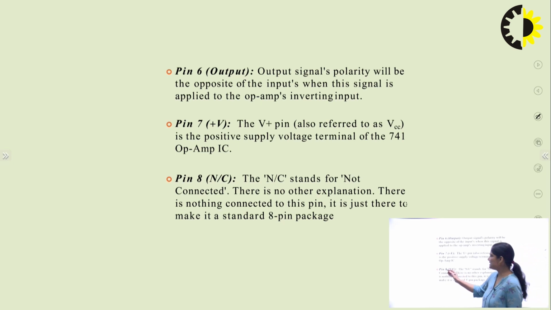Now, the last pin is pin 8 of the 741. This is not connected. NC stands for not connected. There is no other explanation. There is nothing connected to this pin. It is just there to make it a standard 8-pin package.